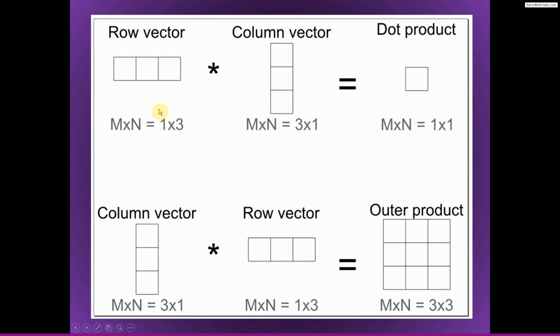So here's by way of summarizing this. We have a row vector times a column vector, and that gives us a dot product. It's a single number. And if we flip the orientation, then we get a column vector times a row vector, and that gives us the outer product. So just a visual summary.